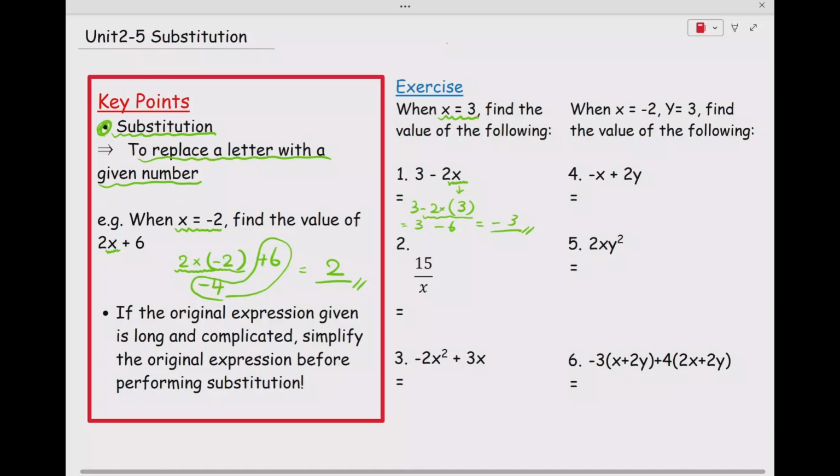Number 2. 15 over x. The same goes for this question. Since x equals 3 is given in the premises, we just need to replace x with 3 in the original expression. Then you get 15 over 3. Since it can be divided by 3, the answer would be 5.